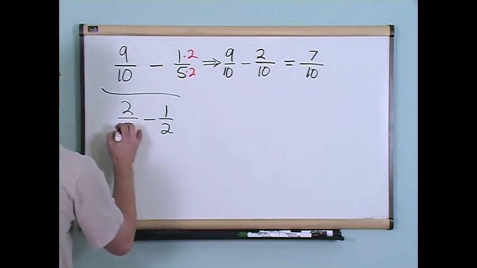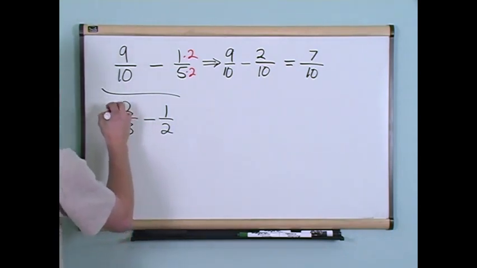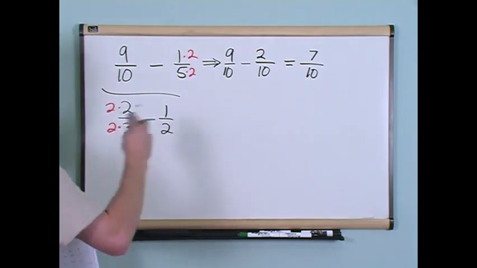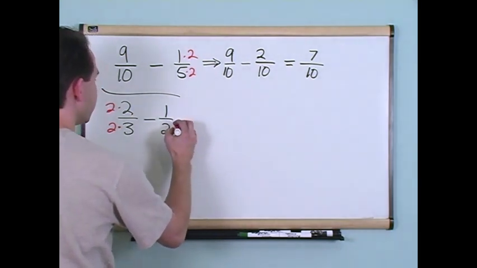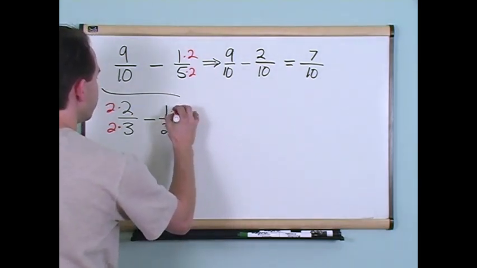If I multiply this one by 2, and of course do the same thing to the top, and then I do the same thing to the other fraction but pick a different number, I can multiply this by 3 and this by 3.